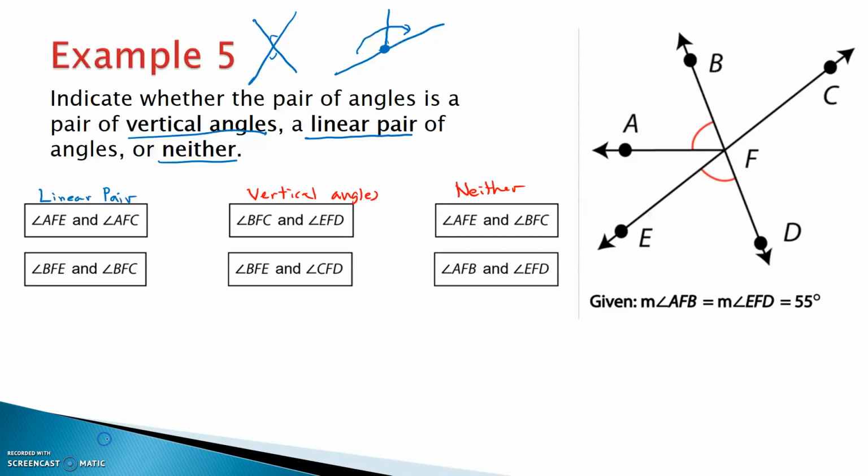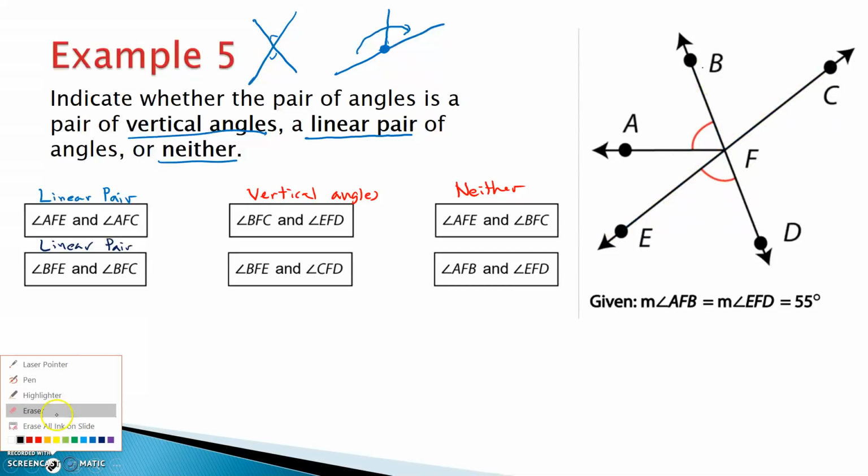All right, let's go to the next one. B, F, E. From B to F to E. Let me do this a little exaggerated. So this guy right here. And B, F, C. And then B to F to C. Well, I have this entire chunk here and this entire chunk here, which you're telling me that that's going to be a linear pair. Those guys add up to give you 180 degrees. All right, I'll speed this up real quick.